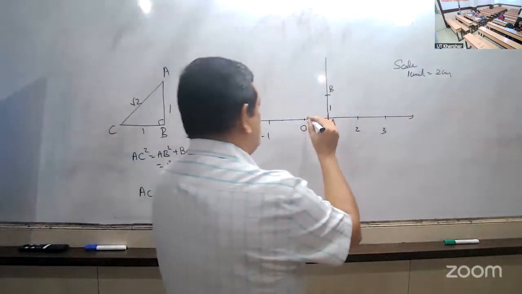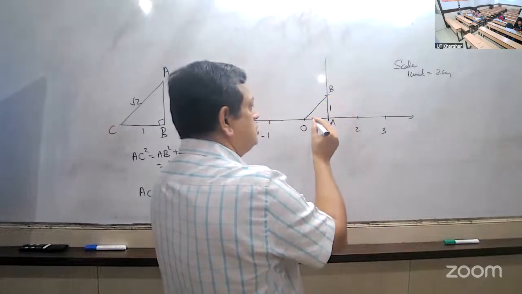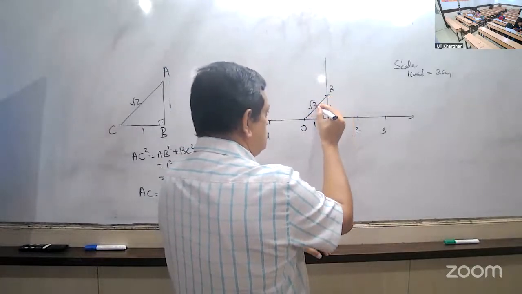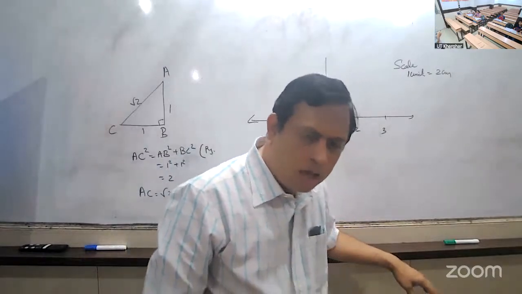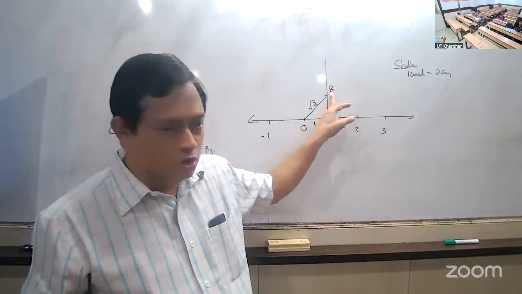Then we will join 0 and B. What is this length called? This is how much? 1. This is 1. This is 90 degree. This is root 2. That means the length of OB is equal to root 2. Are you followed that also? Yes or no? Now, B is not on the number line.